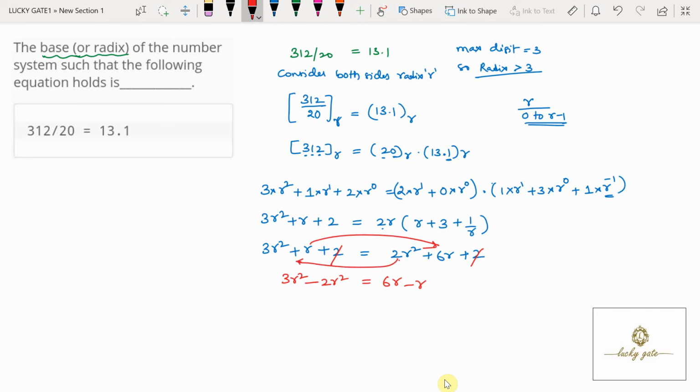Okay. Now what is the statement? 3r square minus 2r square is r square, equal to 6r minus r, which is 5r. If we simplify further, this r and this r are cancelled. Now it simplifies to r equal to 5. What does it mean? The radix of that number system is r equal to 5. 5 is the answer for the question.